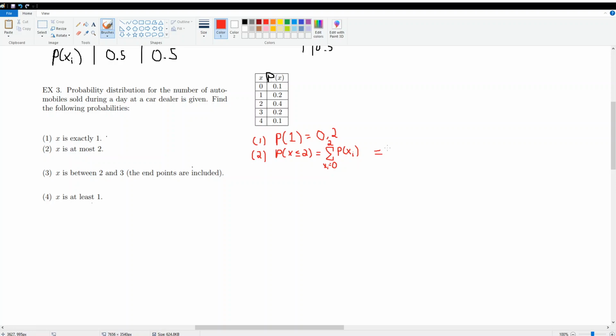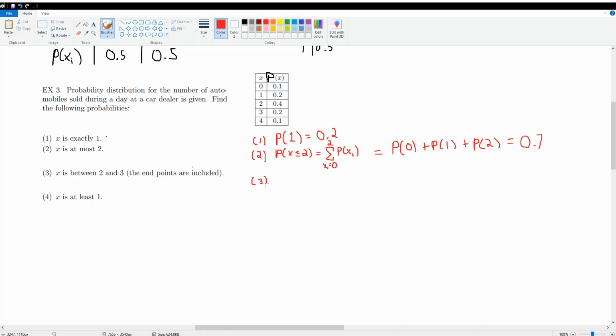Same idea, same notation. So we're going to add up our first value, the lowest one, that's 0. Our second one, which is 1. And our third one, which is 2. Sometimes your first data point will be X equals 1. Sometimes it won't be. Just depends. Either way, the math is the same. So here, P of 0 is 0.1. P of 1 is 0.2. P of 2 is 0.4. 0.1 plus 0.2 plus 0.4 is 0.7. So the chances of being at most 2 is 0.7.